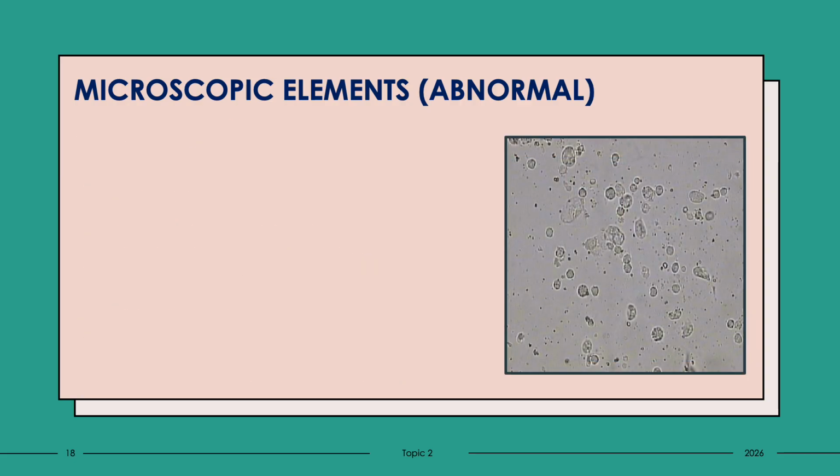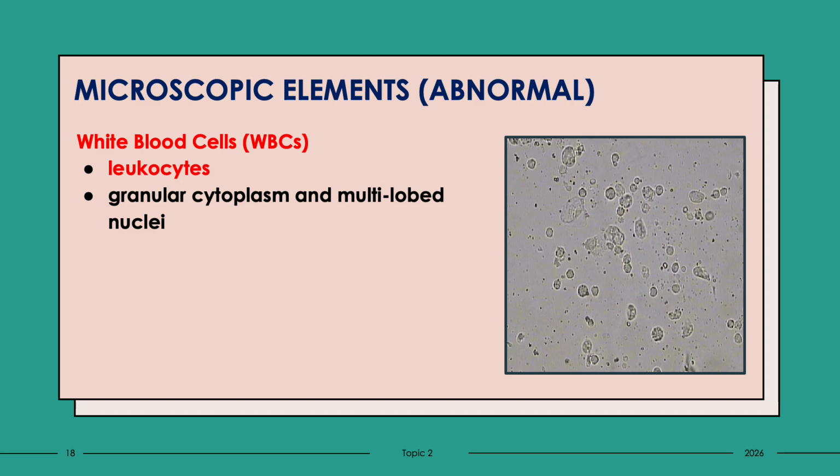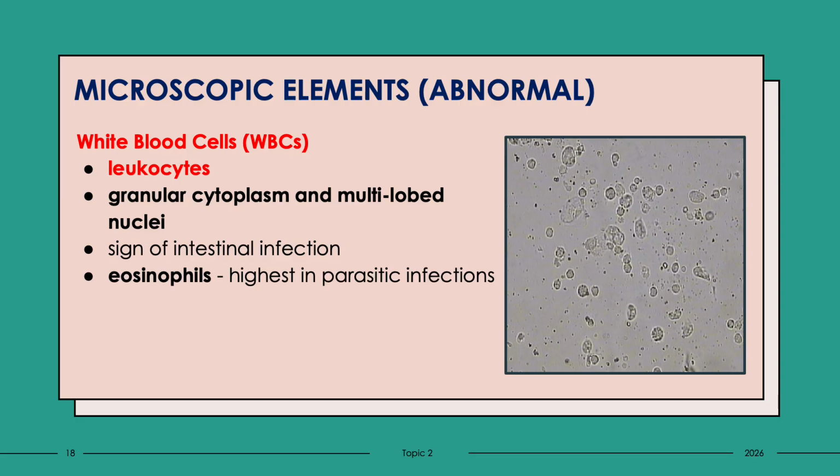So the next abnormal microscopic elements found in stool are white blood cells. White blood cells, also known as leukocytes, are blood cells that contain a granular cytoplasm and multi-lobed nuclei. But remember, since we are only using a saline wet mount for this procedure, the multi-lobed nuclei may not be visible. So a specialized stain can be used to highlight this structure. Remember that white blood cells in stool, especially in higher numbers, are a sign of intestinal infection. Also remember that eosinophils are the white blood cells that are highest in parasitic infections.